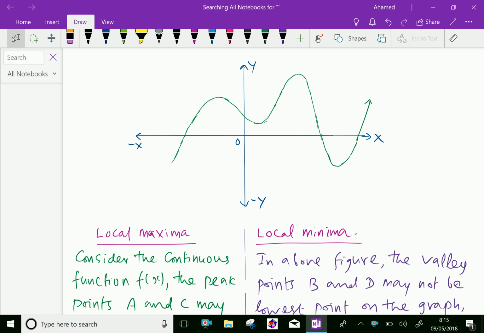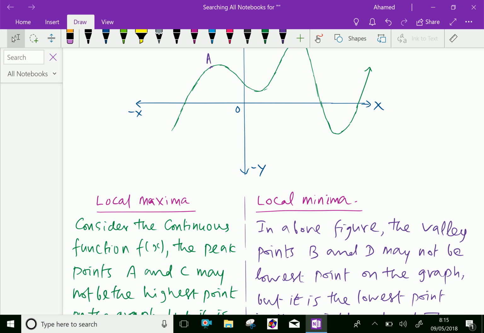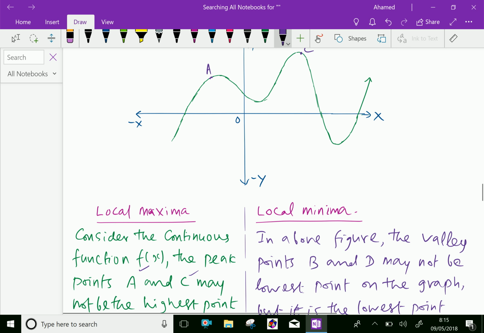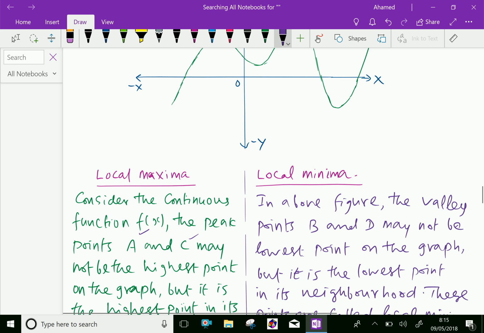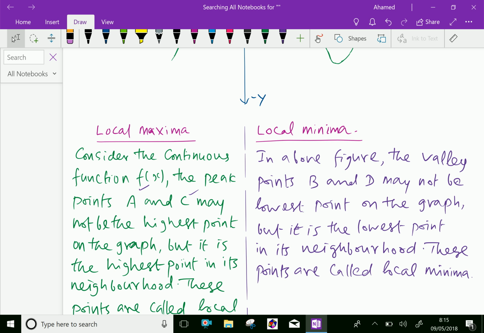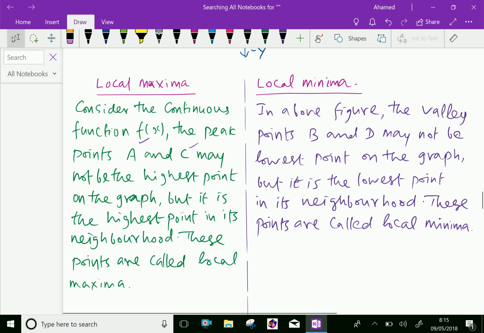Consider the points A, B, and C here. Consider this continuous function f of x. The peak points A and C may not be the highest point on the graph, but each is the highest point in its neighborhood. If you consider those neighborhoods, this point is the highest point. These points are called local maxima.